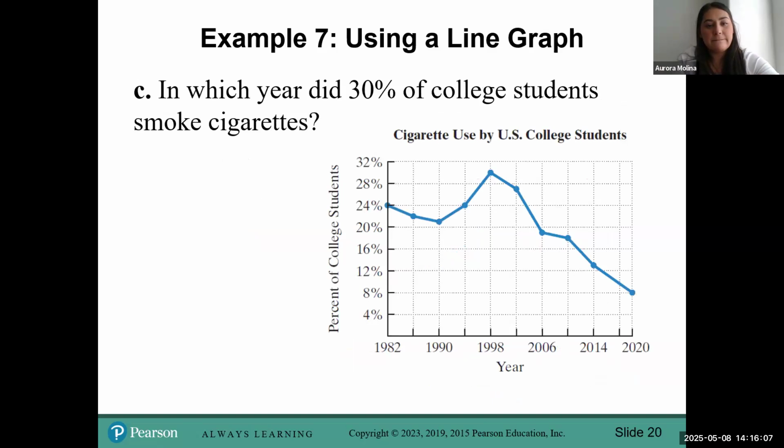Okay, what year did 30% of college students smoke? For that one, it looks like 30 would be right here between 28 and 32. So if we come across to here, it looks like 1998, 30% were smoking.